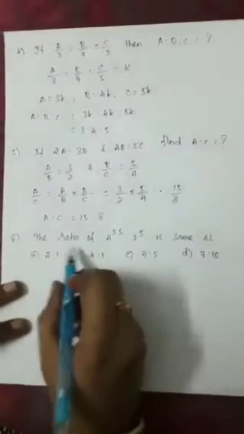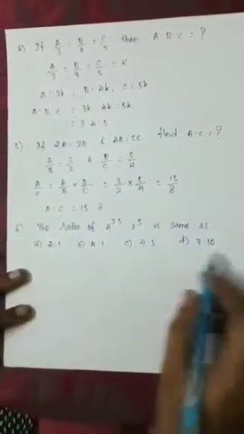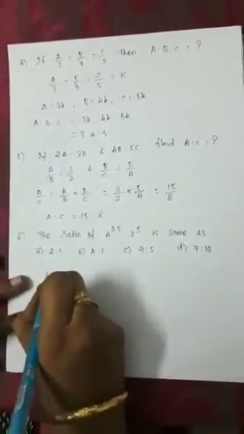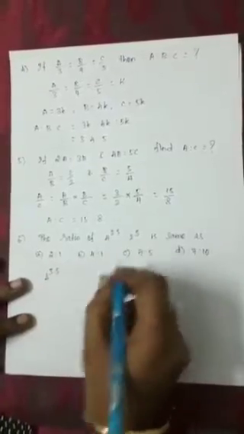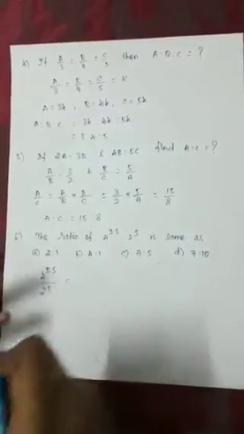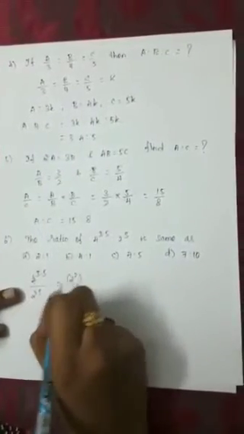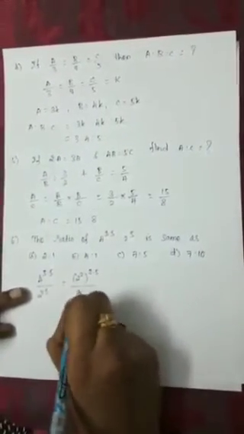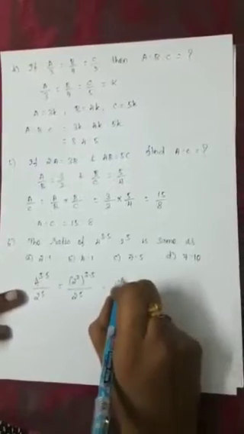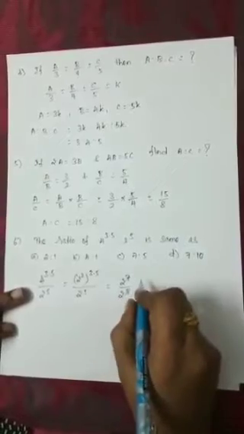And next question is, the ratio of 4 power 3.5 is to 2 power 5 is same as, choose the correct one. So simplifying the given ratio, 4 power 3.5 by 2 power 5. Write 4 as 2 square. So 2 square power 3.5 by 2 power 5. Multiply 2 into 3.5, we get 2 power 7 by 2 power 5.